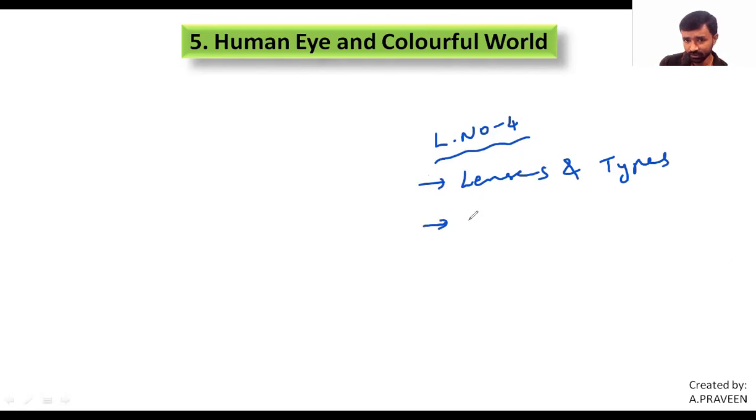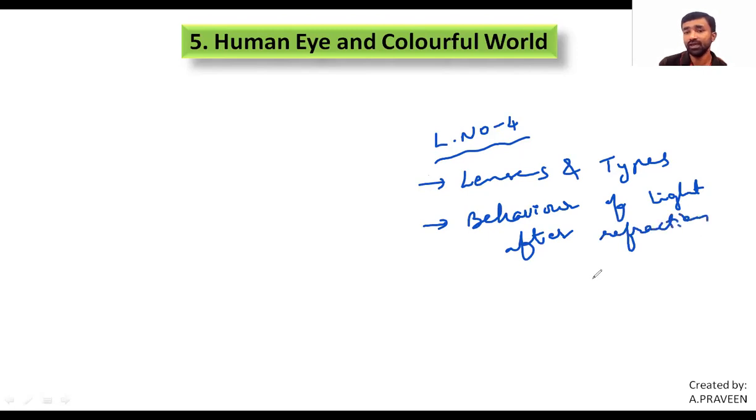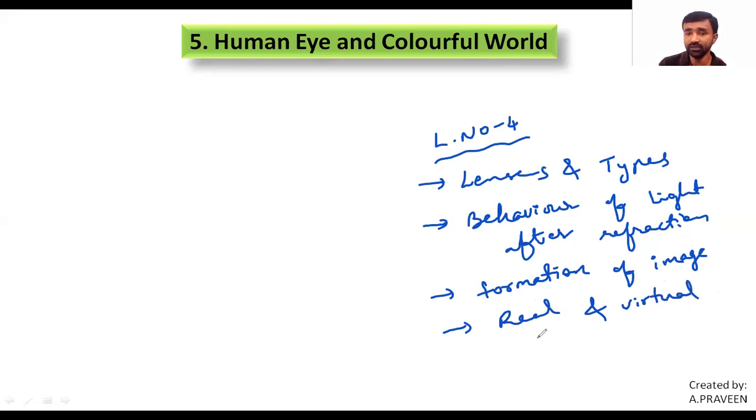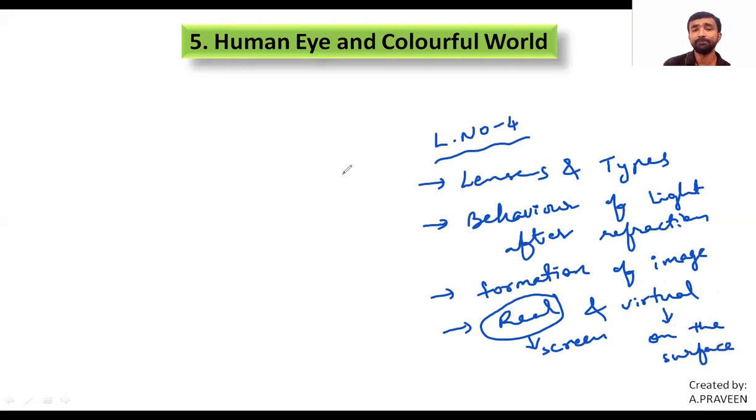Then, especially we learned about the behavior of light when it is propagated through lenses. That means simply after refraction. So here we got knowledge of how an image is formed, right? And we learned the types of image: a real image and a virtual image. Real image is obtained on the screen, virtual image on the surface, right? So here simply we are using this knowledge in this lesson, right?